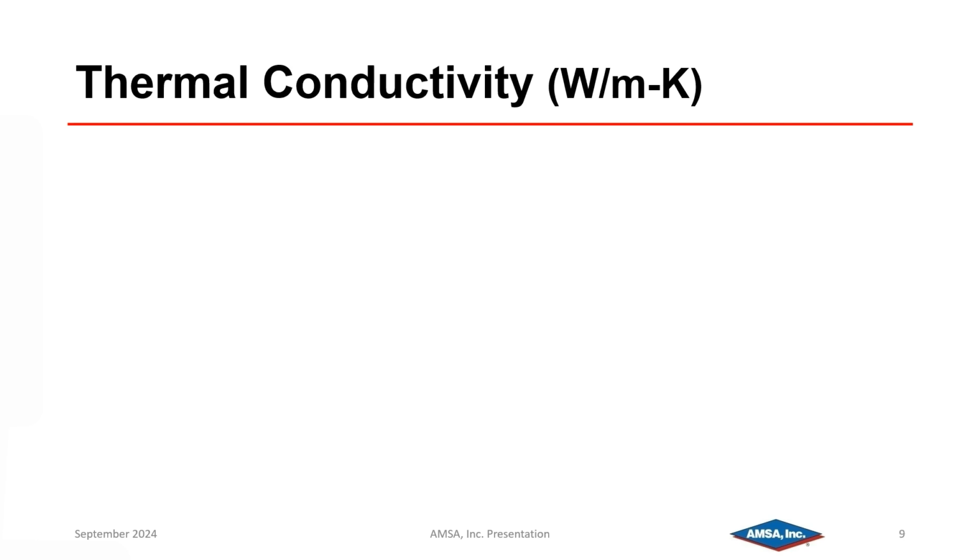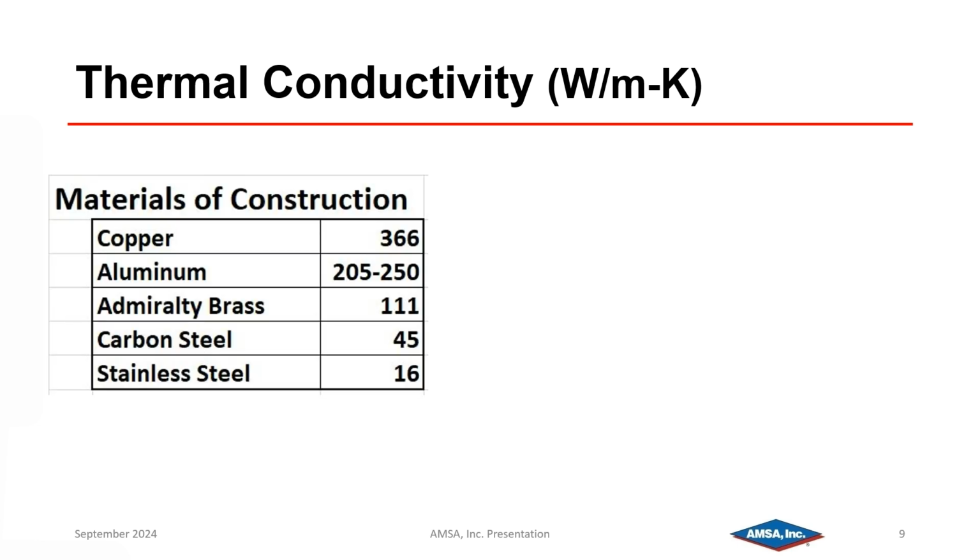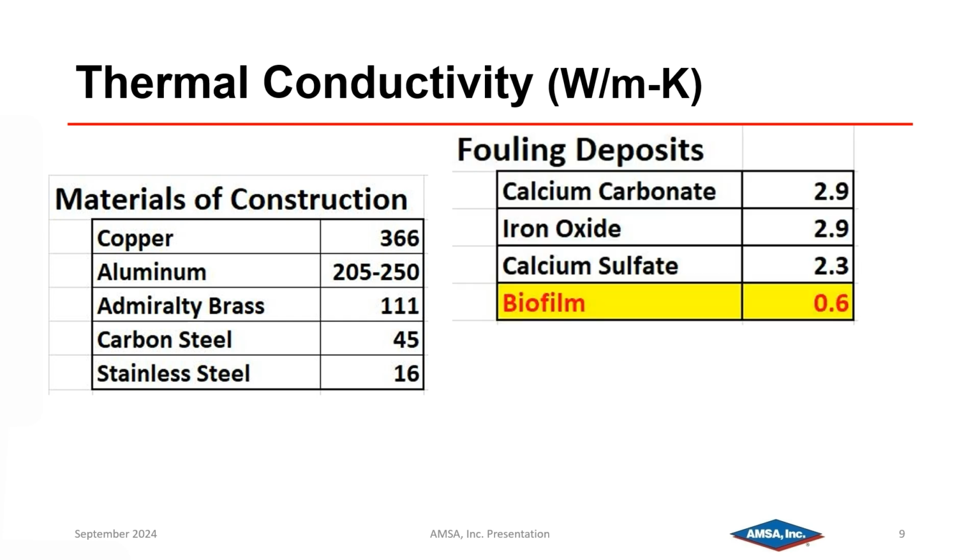Let's look at thermal conductivity ratings for different metals. As you can see from this chart, copper and aluminum both have very high thermal conductivities, and consequently, both of these metals are often used to construct heat exchangers. When we look at the thermal conductivity of scale and biofilm, you can see that these numbers are much lower.